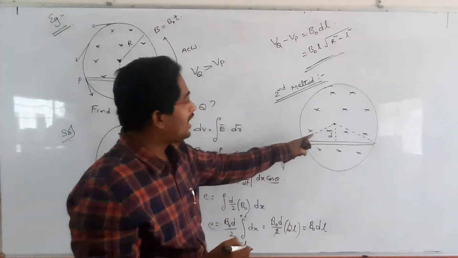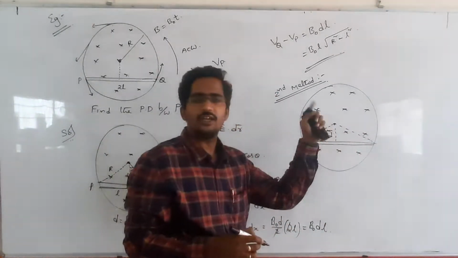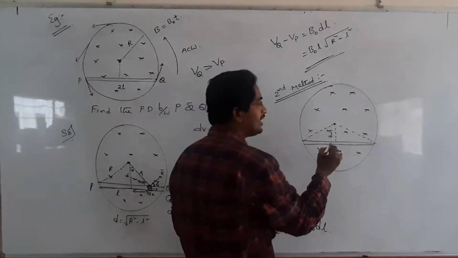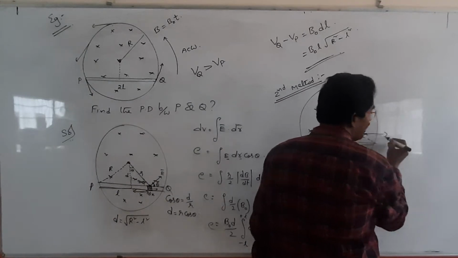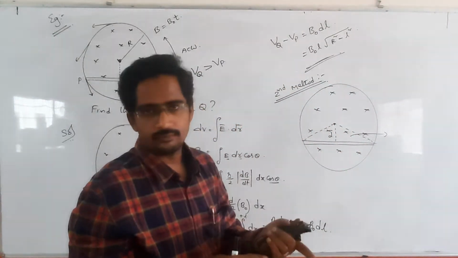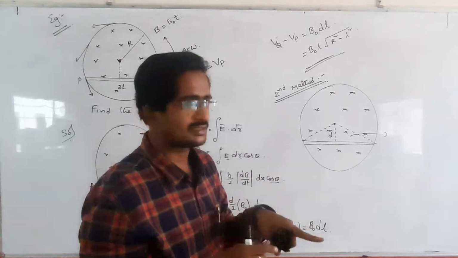Then the area under this triangle is giving you flux. What is giving you? Flux. So first of all, what is the area here? Not flux. First you calculate the area and then you multiply it with B. Then you can get flux.